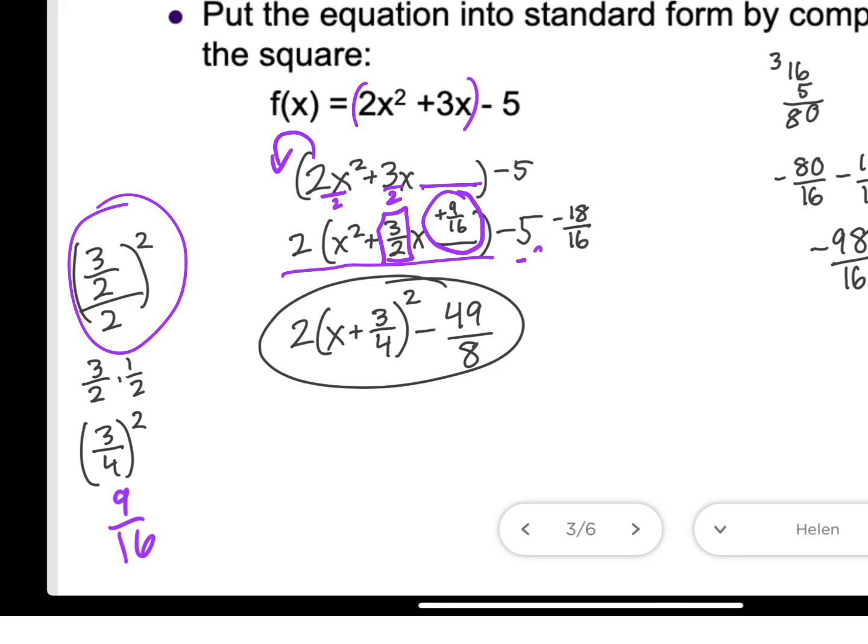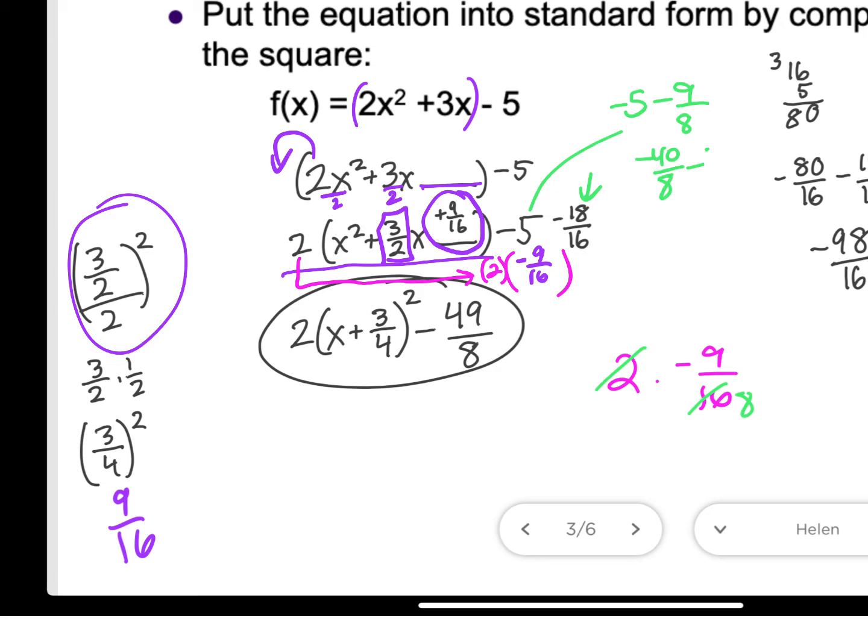And normally I would be subtracting 9/16 from outside the parentheses. But you have to multiply by 2 first. So 2 times negative 9/16 simplifies to negative 9/8. Now she left it as 18/16, which is fine. You just have to simplify at the end, or simplify it now to make that negative 9/8. And then I'm doing negative 5 minus 9/8. This is negative 40/8 minus 9/8, which is negative 49/8.